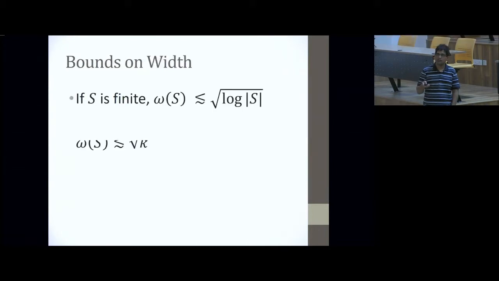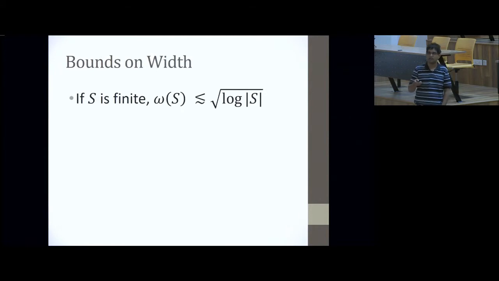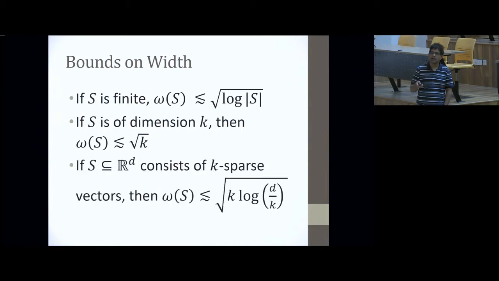Just to give you a sense of where this bound, square root of k log m over k, is coming from, these are some well-known facts in convex geometry. If you have a finite set S, then its width is bounded by something like square root of log of the size of S, hiding constant factors here. The smaller the set is, the more the Gaussian width goes down. If the set is of dimension k, then its width is like square root of k. And if you have a set of k-sparse vectors in d dimensions, then its width is square root of k log d over k.